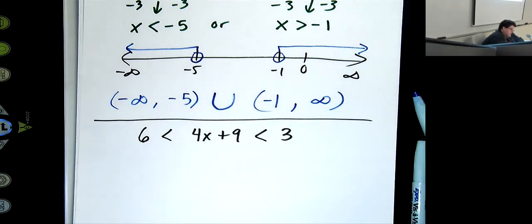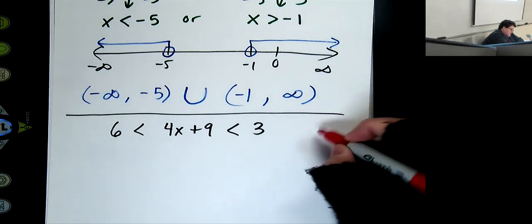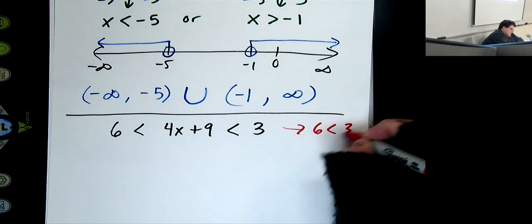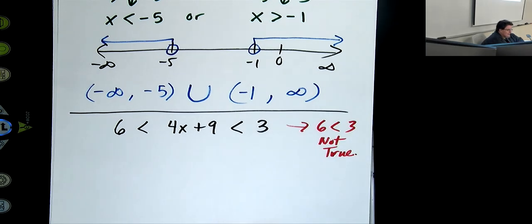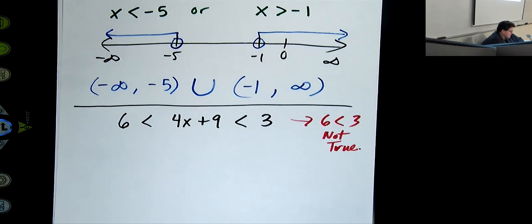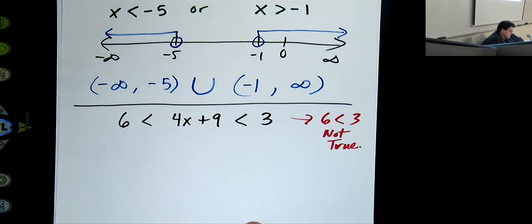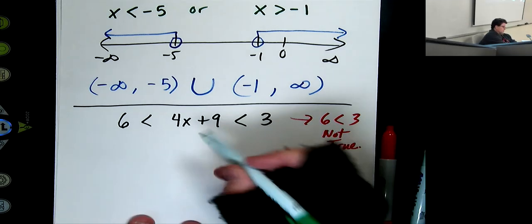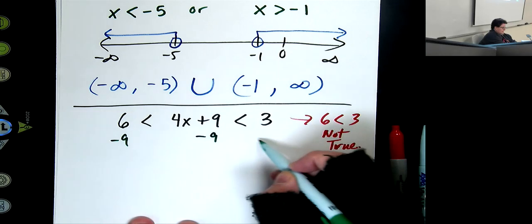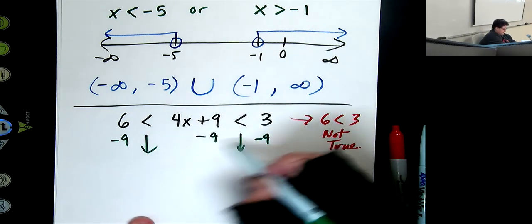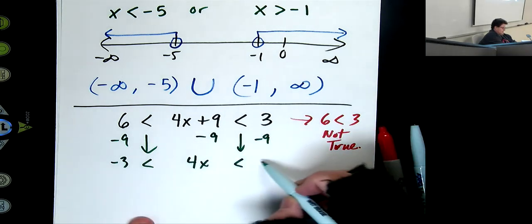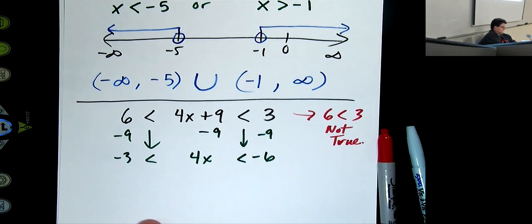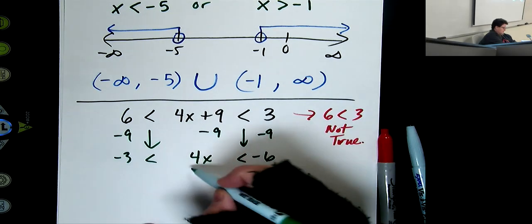No. This says 6 is less than 3. This is not true ever. So if you recognize it right there, you can stop. If you don't, you can go through and solve it normally. Subtract 9 from every side. Divide by 4 everywhere.